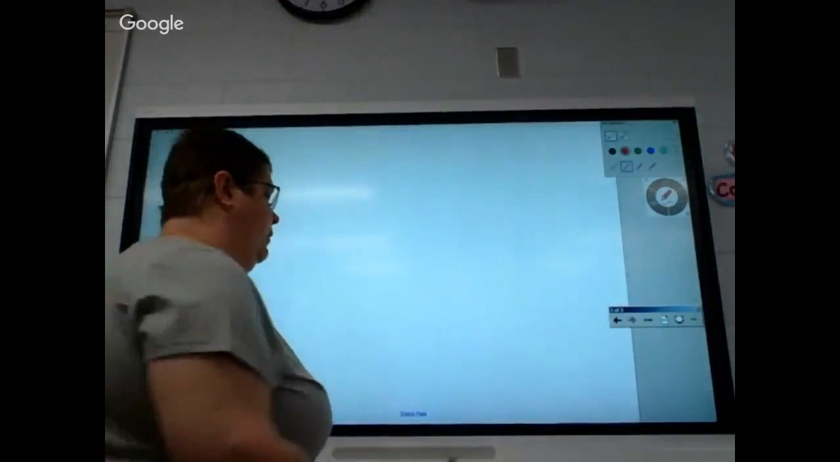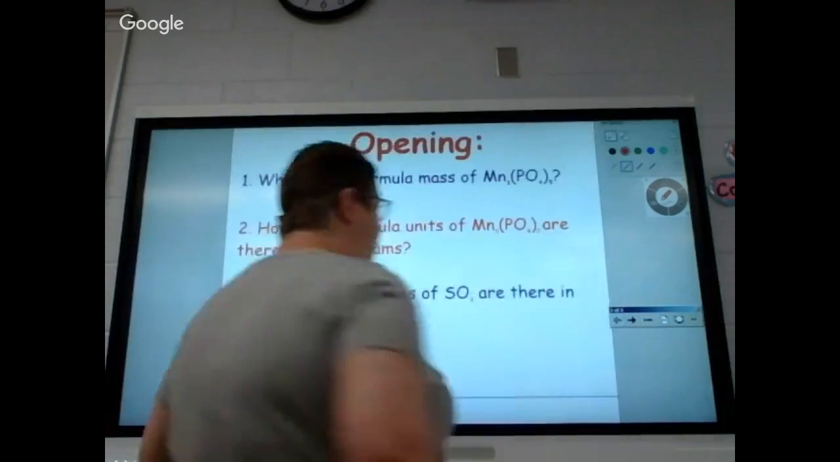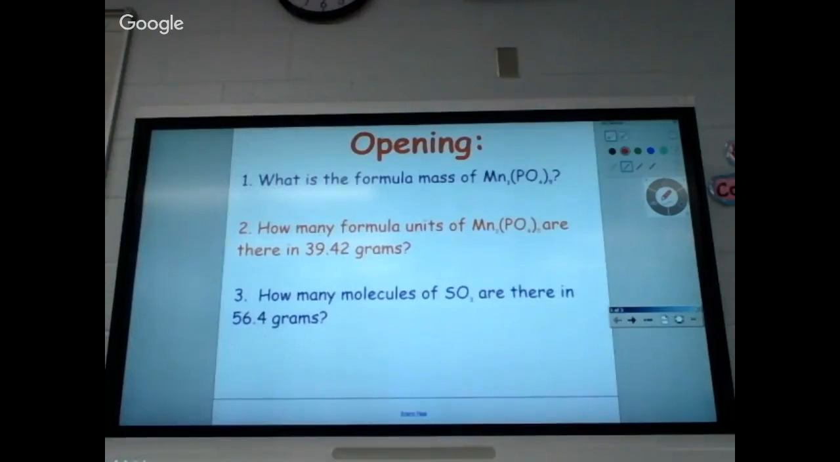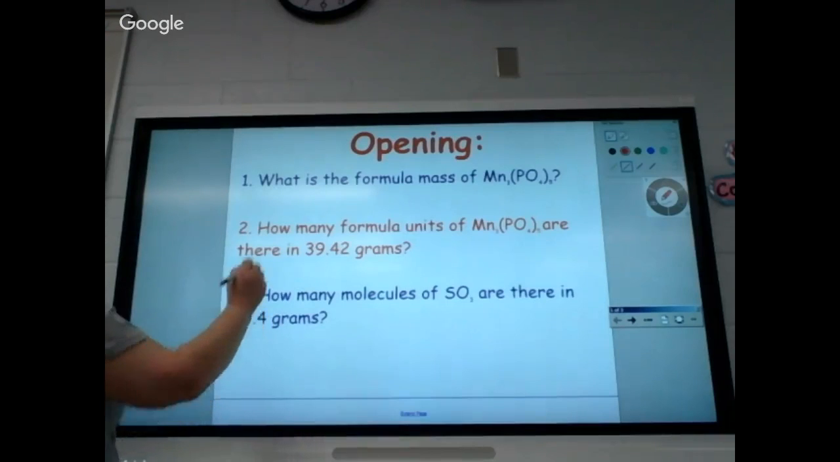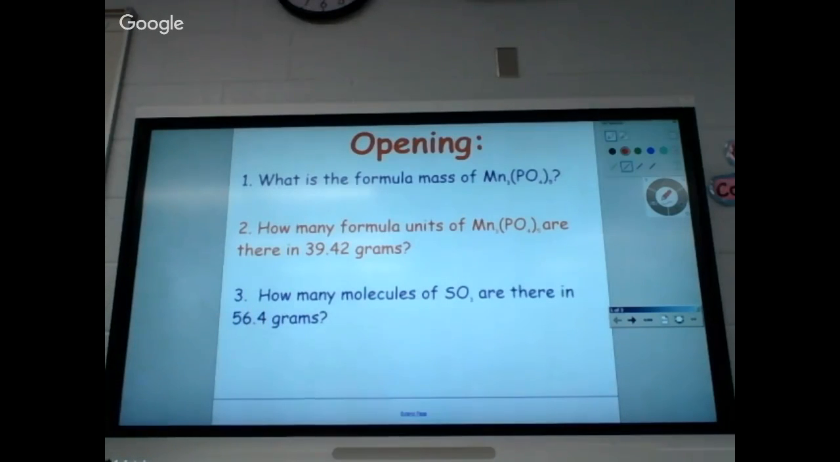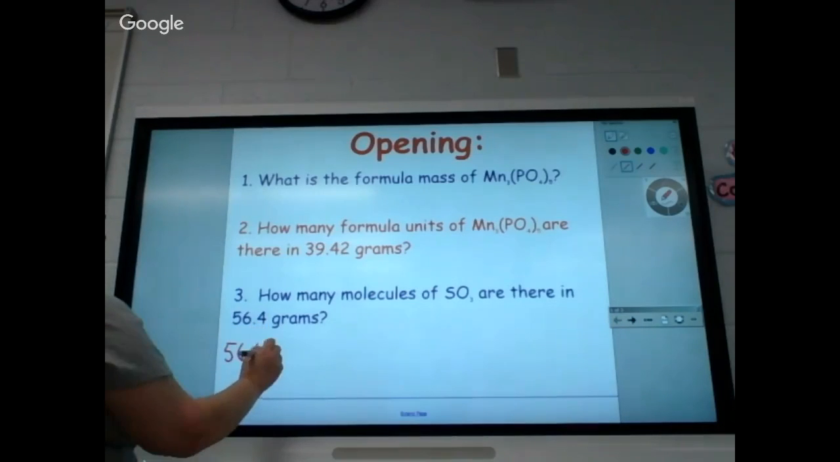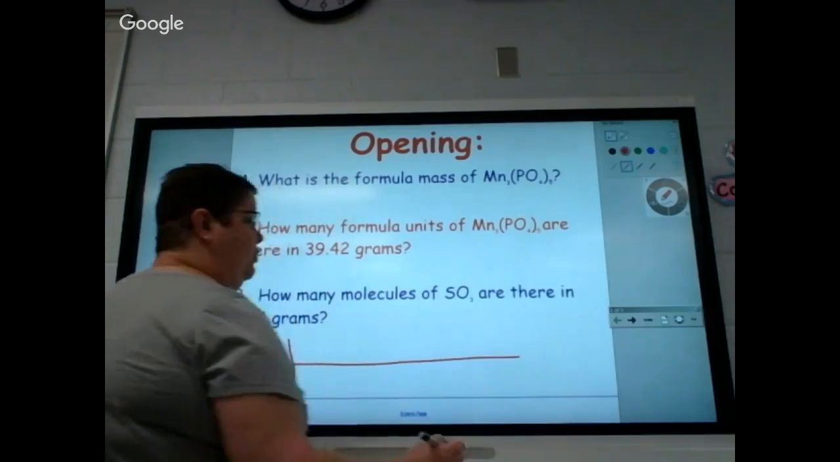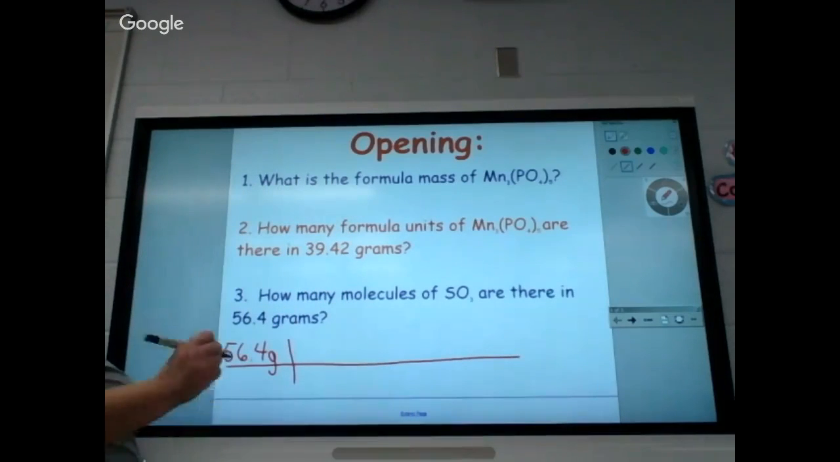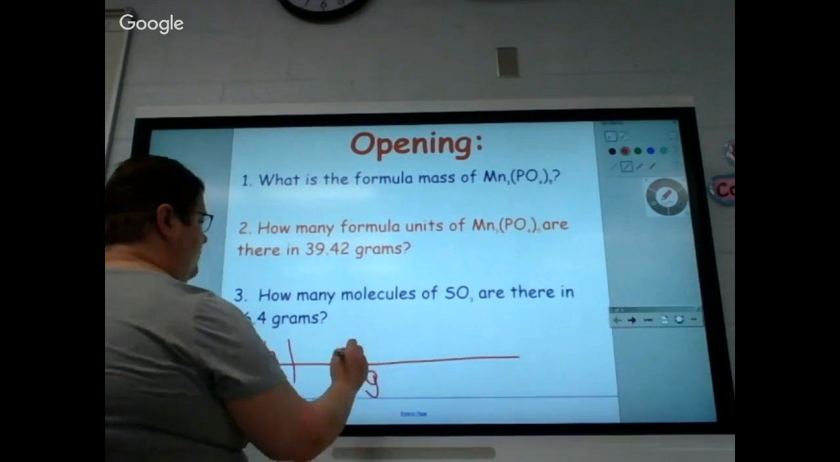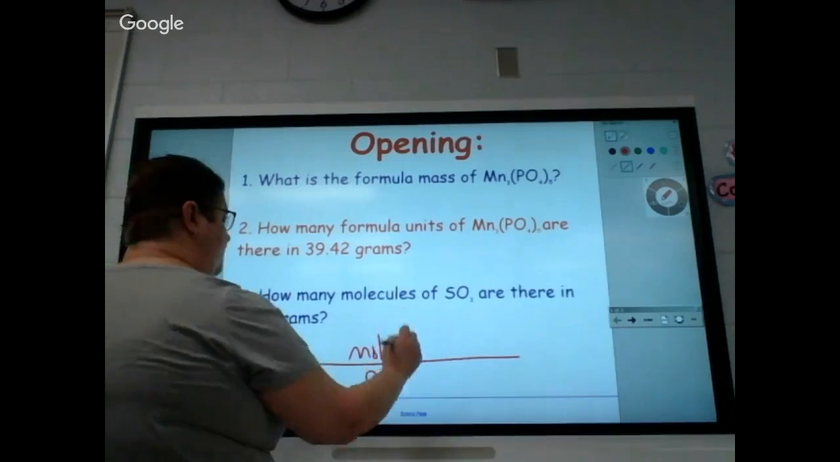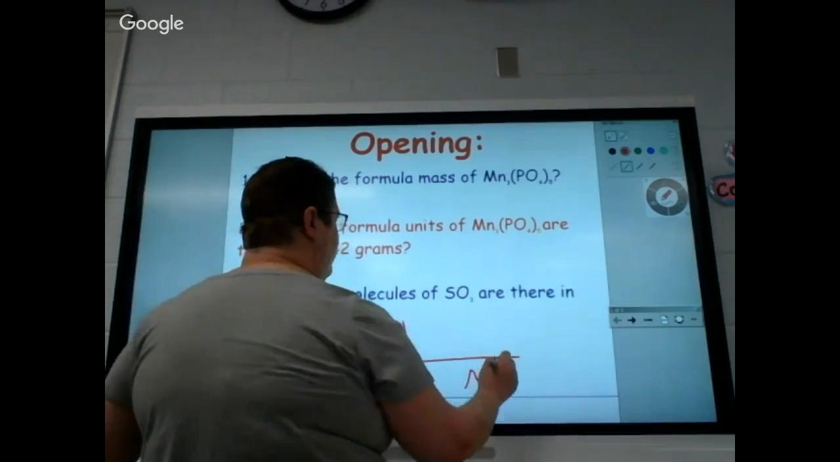So, whoops, wrong way. Number 3 is asking us to find molecules. So we have grams and we're going to molecules. Is this question any different than that question? No, which is why I put this up here, just to make sure that we understand that molecules and formula units are essentially the exact same thing. So grams to moles, and then moles to molecules.